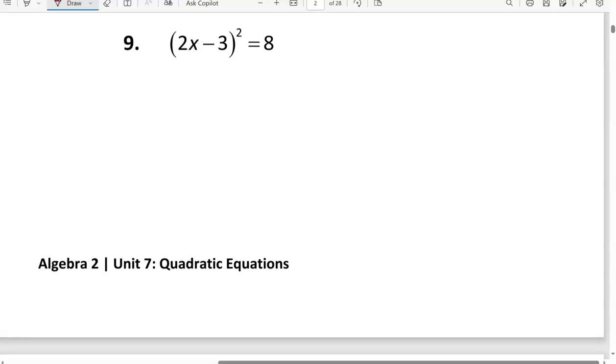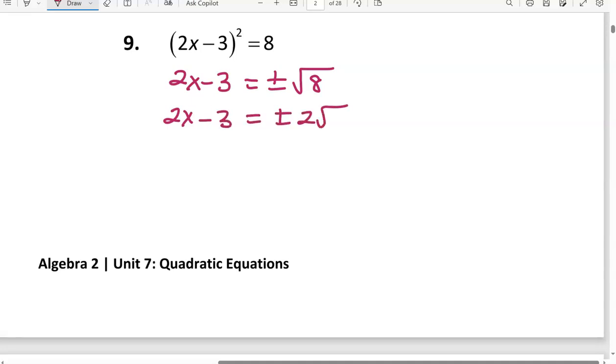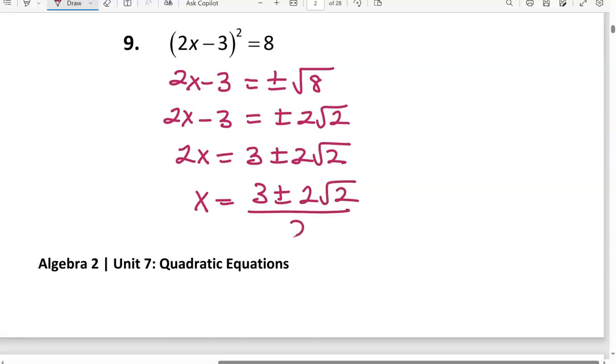In 9, we're going to need to undo squaring first and then undo the operations inside the parentheses. So undoing the squaring, 2x minus 3 is positive or negative square root of 8. And that means that 2x minus 3 is equal to positive or negative 2 times the square root of 2 when we simplify. We can next add 3 to both sides, 3 plus or minus 2 times the square root of 2, and then divide by 2. 3 plus or minus 2 times the square root of 2 divided by 2.